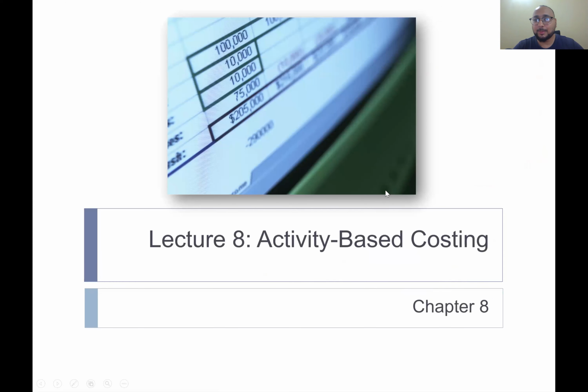Okay, today we are starting chapter 8, which is activity-based costing, a totally new concept. Up till now, we have studied traditional costing, variable costing, and relevant costing, right? We also talked about indirect cost and direct costing, different definitions and their pros and cons. So today we'll talk about the new concept, which is ABC, activity-based costing. So let's start.